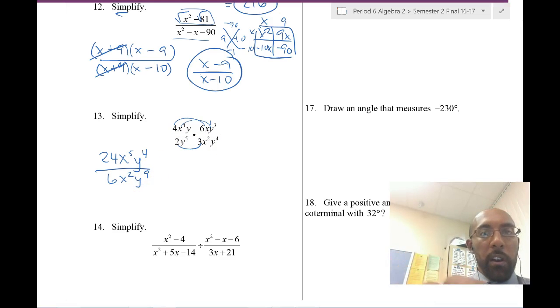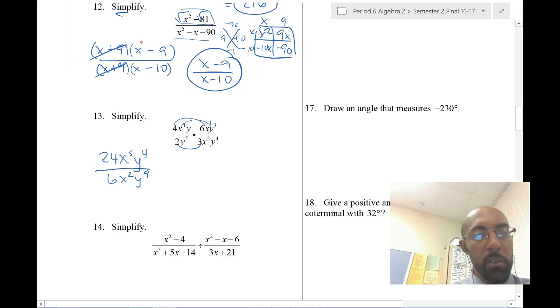Okay, so now what we want to do here is first simplify the coefficients, the numbers. So 24 over 6, well, we can divide those. 24 over 6 is 4, so I'll have 4 on the top. Now if I have 5 x's on the top and 2 on the bottom, that means these will all cancel, and I'll have 3 left on the top there.